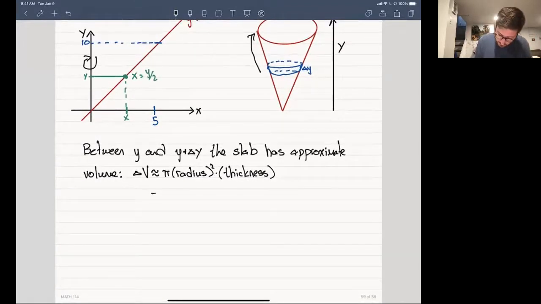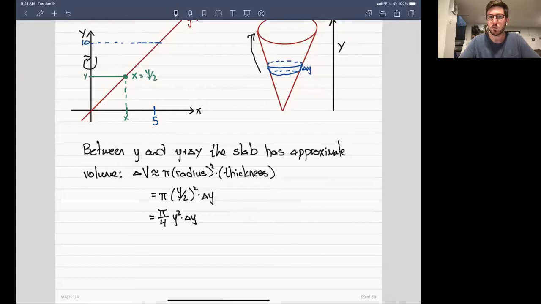So this gives me pi times y over 2 squared, and then times delta y, which we can clean up just slightly. This becomes pi over 4, so we'll put all the constants down front, y squared delta y.